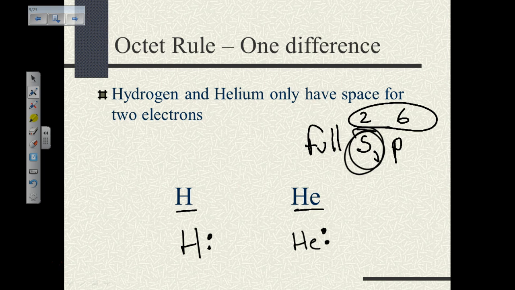So that describes the octet rule and how we use that in order to determine charges and Lewis symbols for atoms and ions. So I hope that helps out.